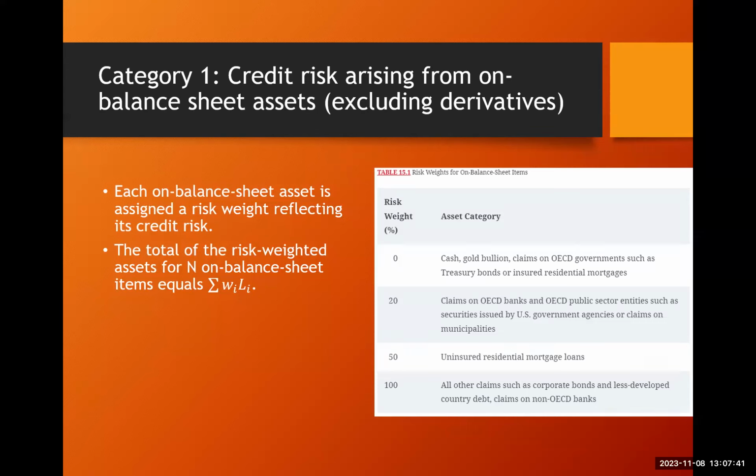So what was done was that in Basel I, there were 3 categories to consider. The first one was credit risk arising from on-balance sheet assets. And what you would do here is just take your total principal and multiply it by a risk weight, which is given in this table here.